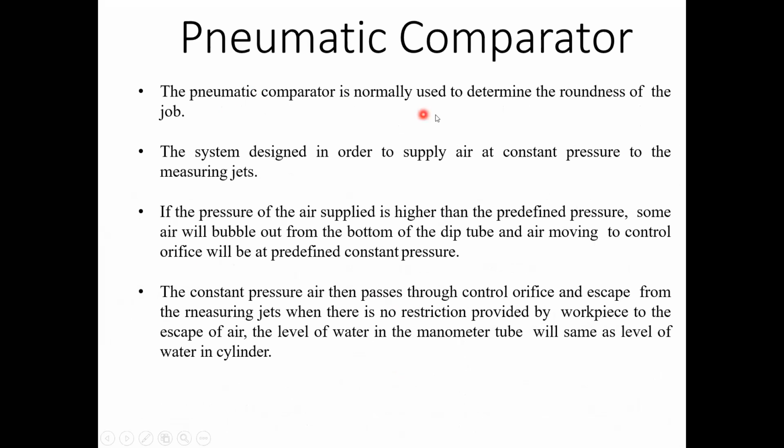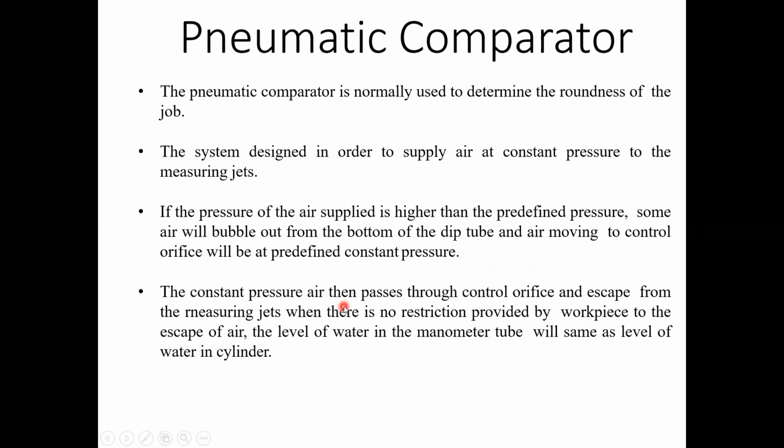Yes. Pneumatic comparators are normally used to determine the roundness of the job. The system is designed to supply air at constant pressure to the measuring heads. If the pressure of the air supplied is higher than the predefined pressure, some air will be bubbled out from the bottom of the dip tube, and the air moves to the control orifice.